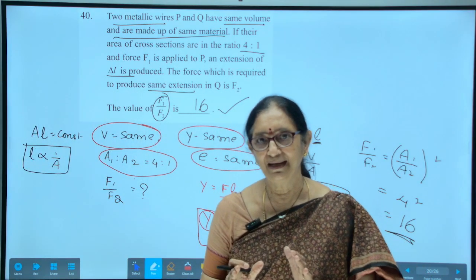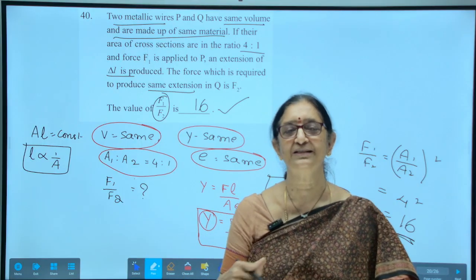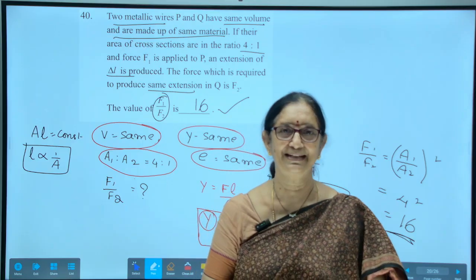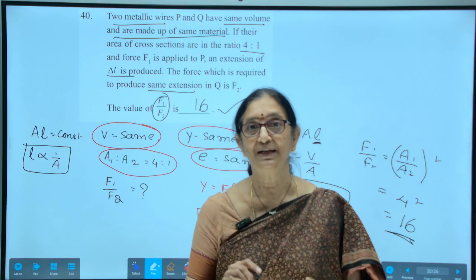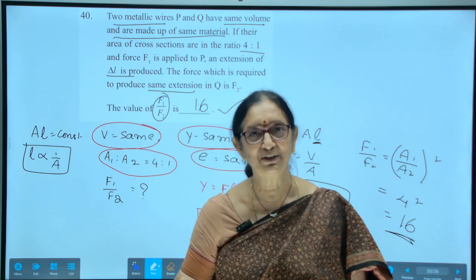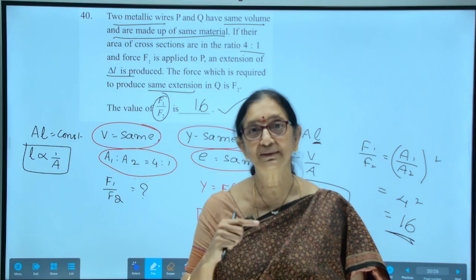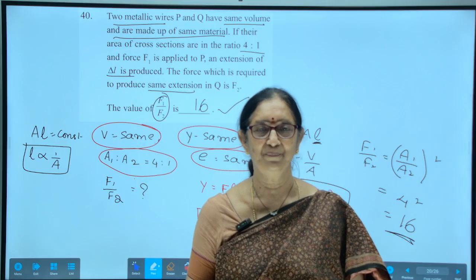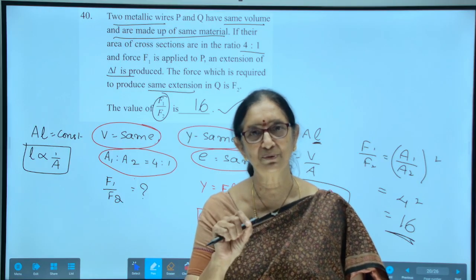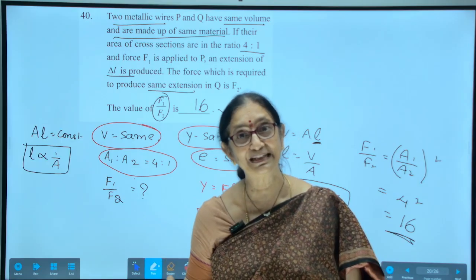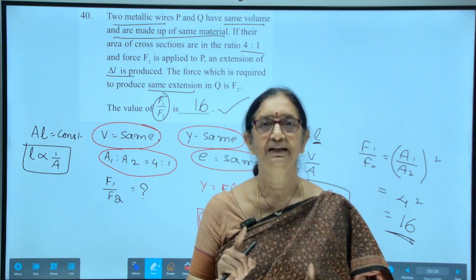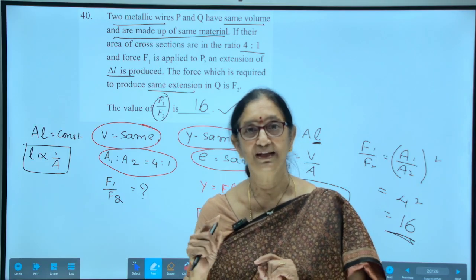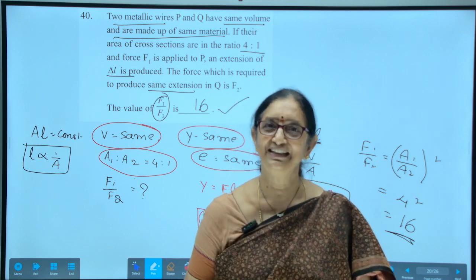See, after learning all these 40 questions from elasticity so far, the concepts are very simple, but you have to be cautious while doing the calculation. So that you need to practice at home. While solving the problems, you have to solve the problem till the end, until you get the correct answer, so that you don't make calculation mistakes in the final exam.